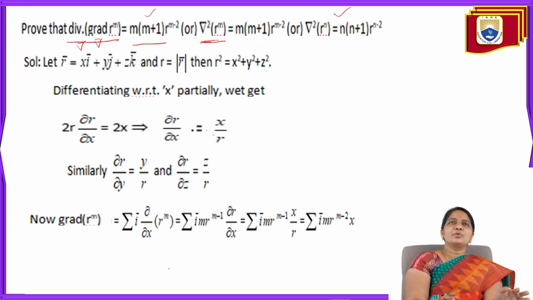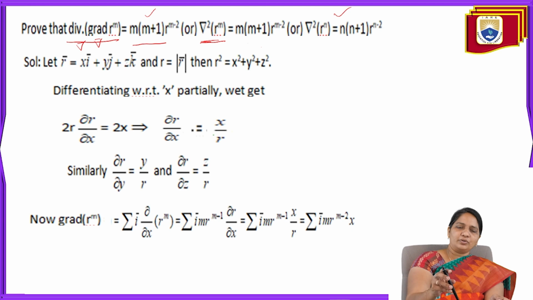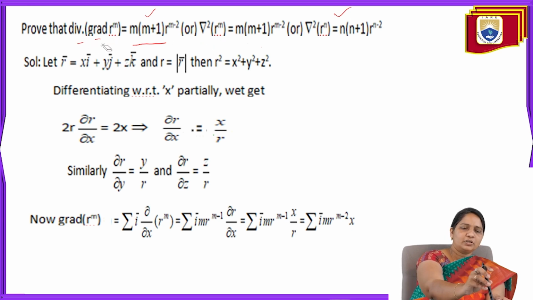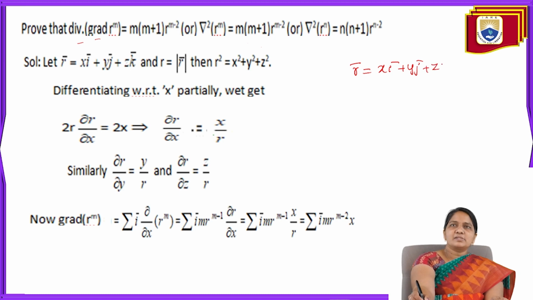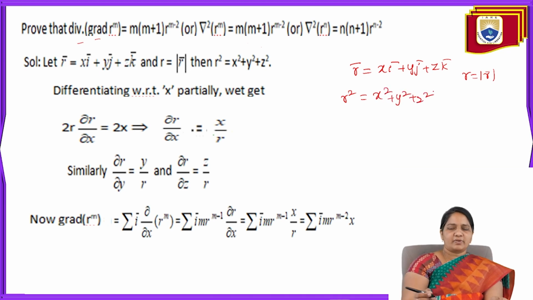So in the previous videos, some of these problems I already gave you. If they give problems in terms of r, we have to remember the two values. What is that? R bar equal to xi bar plus yj bar plus zk bar. And here r is equal to modulus of r bar, and r square equal to x square plus y square plus z square. So we have to remember these two values.